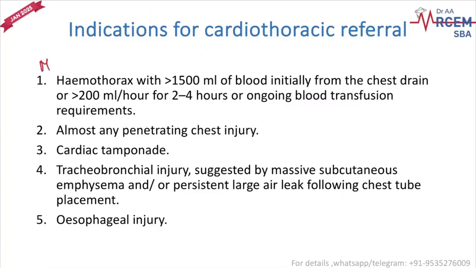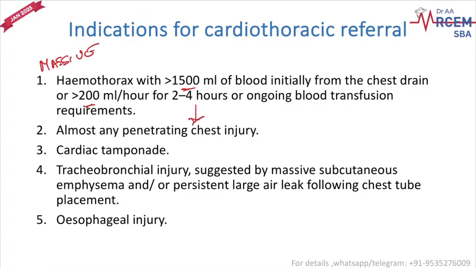If there is a massive hemothorax. By definition, massive hemothorax is loss of more than 1.5 liters of blood, or more than 200 ml in consecutive 2 to 3 or 4 hours. Then you call it a massive hemothorax. You need to involve the cardiothoracic surgeon.